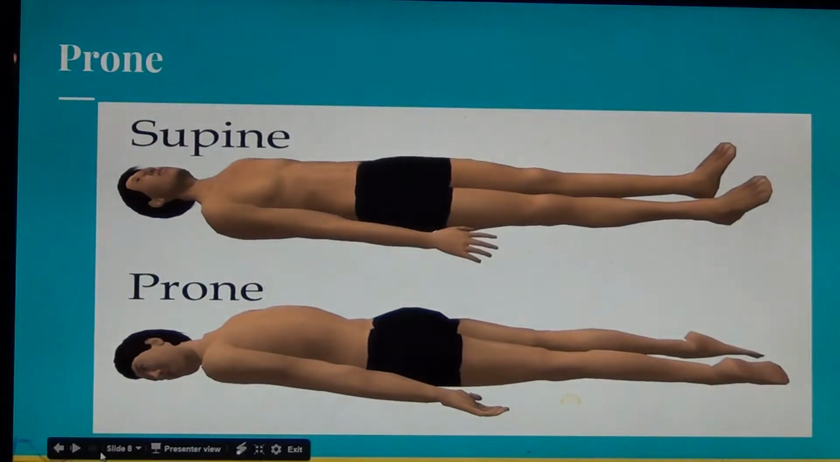And this is just a picture to show you normally lying flat on your back. It's called supine. That's how you normally lie in a hospital bed. But this is what we're talking about. This is the prone position, where you're lying on your stomach.